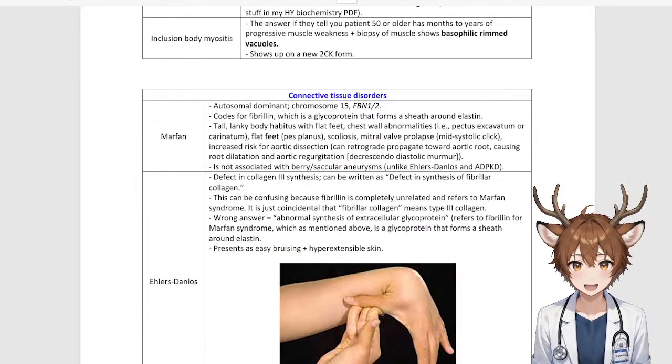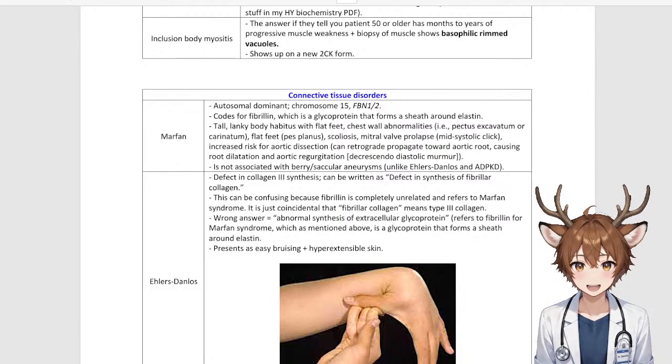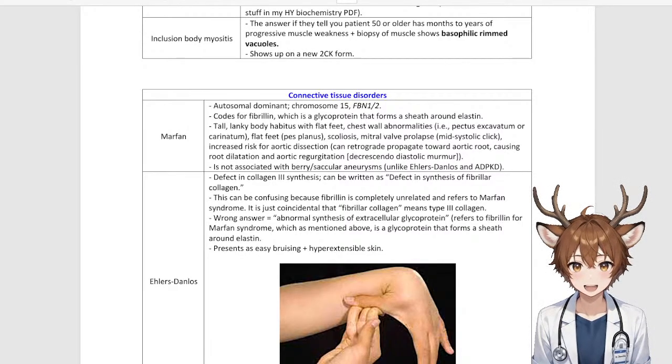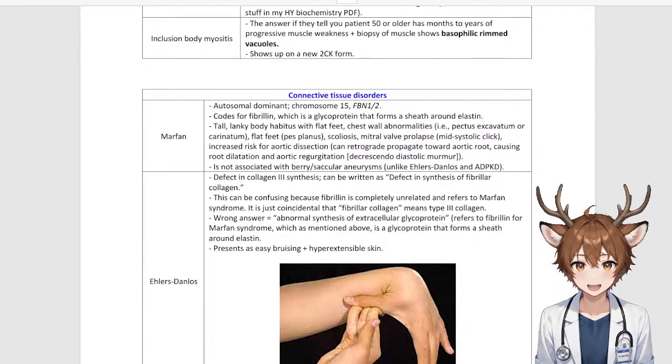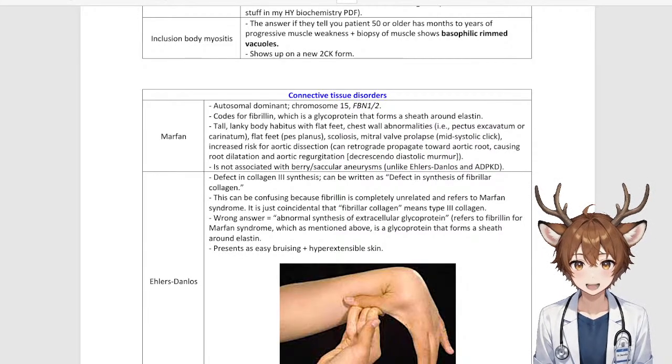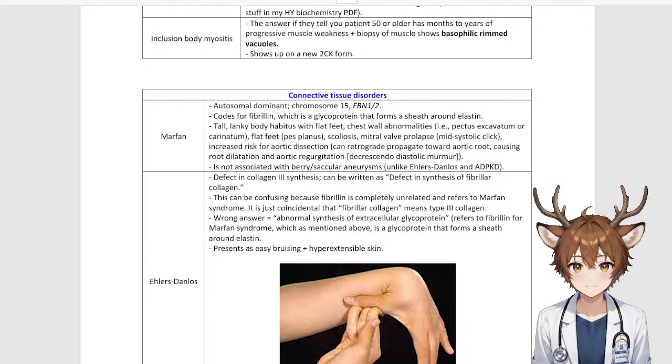Inclusion body myositis. The answer, if they tell you a patient is 50 or older, has months to years of progressive muscle weakness, plus biopsy of muscle shows basophilic rimmed vacuoles, shows up on the new Step 2 CK form.